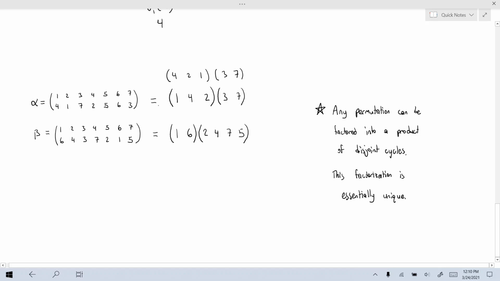It's like here's another way of writing alpha as a product of disjoint cycles. But it's not really different because these two cycles are actually the same. Okay. Likewise, you could include these cycles of length 1 if you really wanted to. Okay. But we don't really consider that as really different from what we have right now. So aside from these sort of cosmetic changes, the factorization is essentially unique, okay?